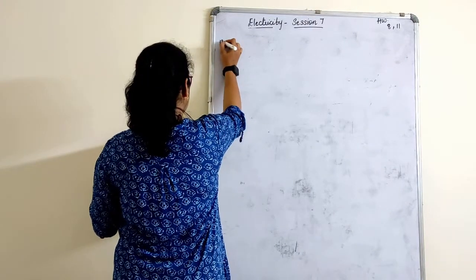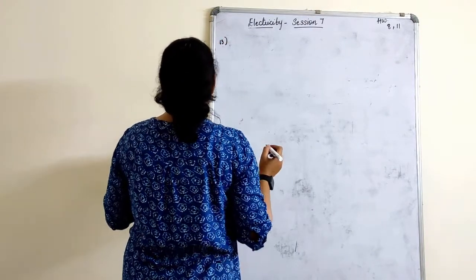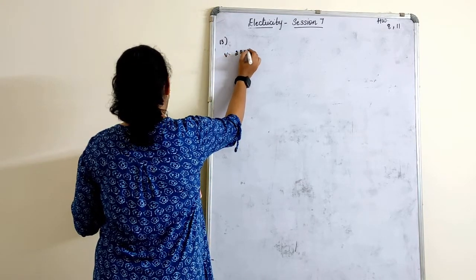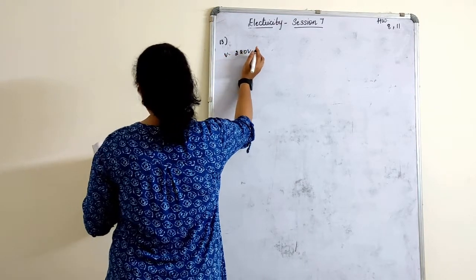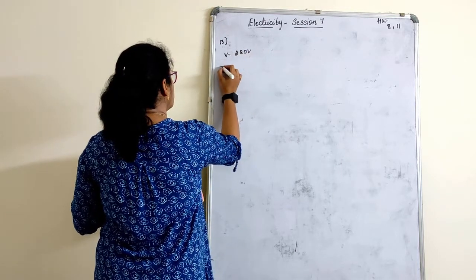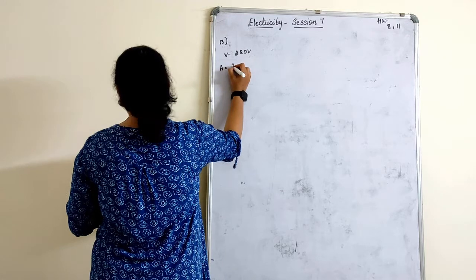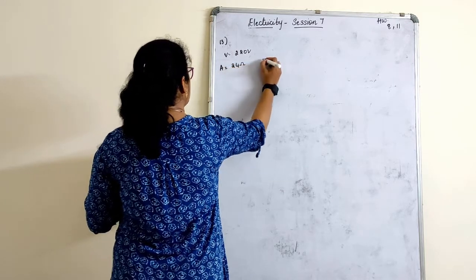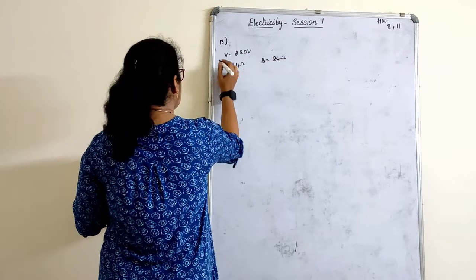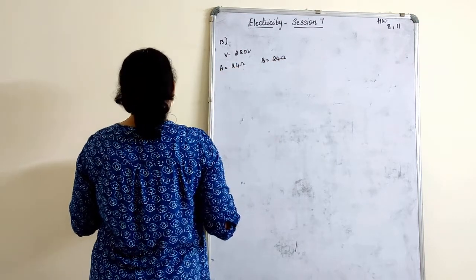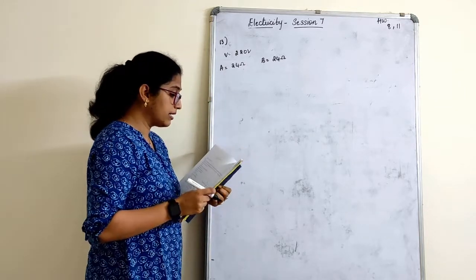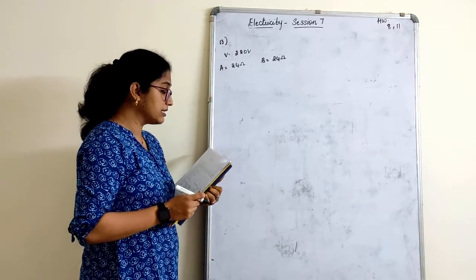The hot plate of an electric oven connected to a 220 volt line has two resistance coils, A and B, each of 24 ohms resistance. So A is 24 ohms and B is also 24 ohms. They may be used separately, in series, or in parallel. What are the currents in these cases?